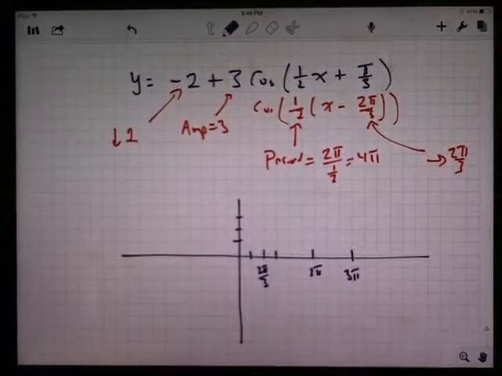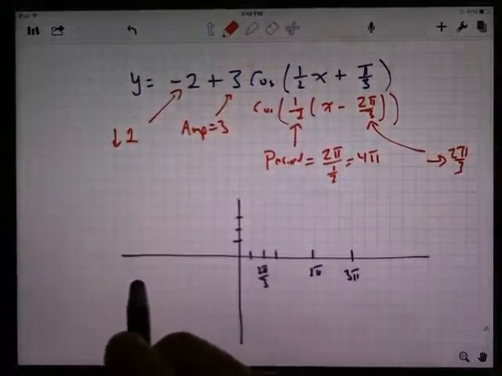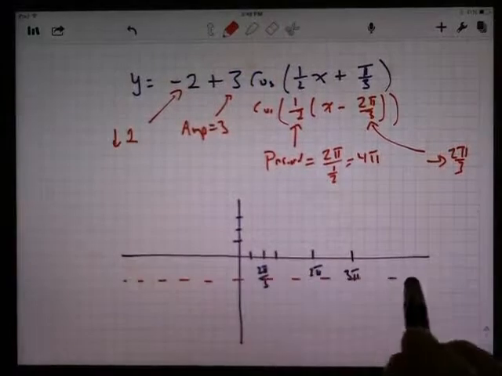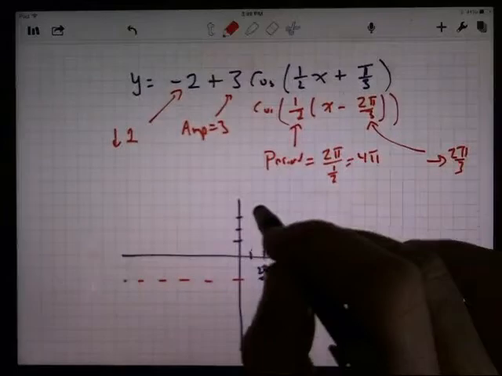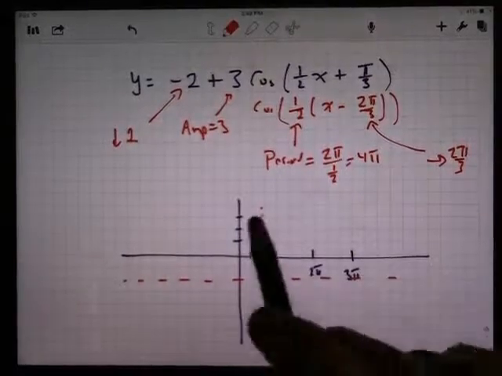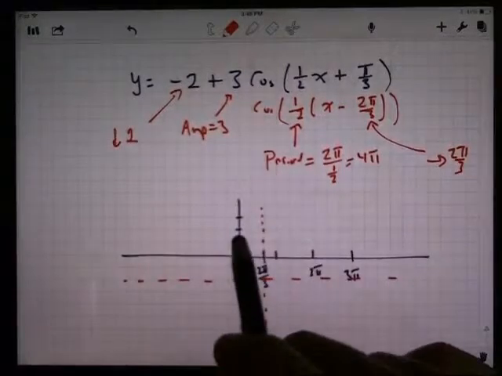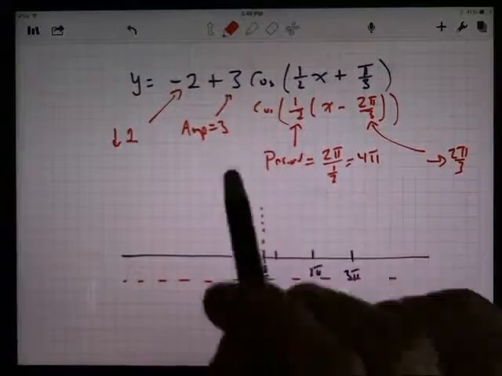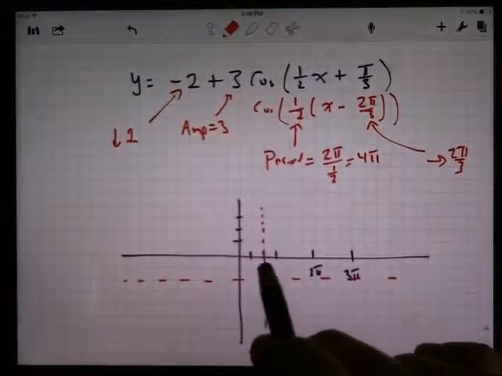So now, where's my shifted axes? My shifted axes are down 2 and 2 pi over 3 to the right. So right here. Okay, so there's my shifted origin. The cosine curve, however, does not start on the shifted origin. The regular cosine would start up 1, and the amplitude 3 cosine would start up 3. So from my shifted origin, I want to go up 1, 2, 3.